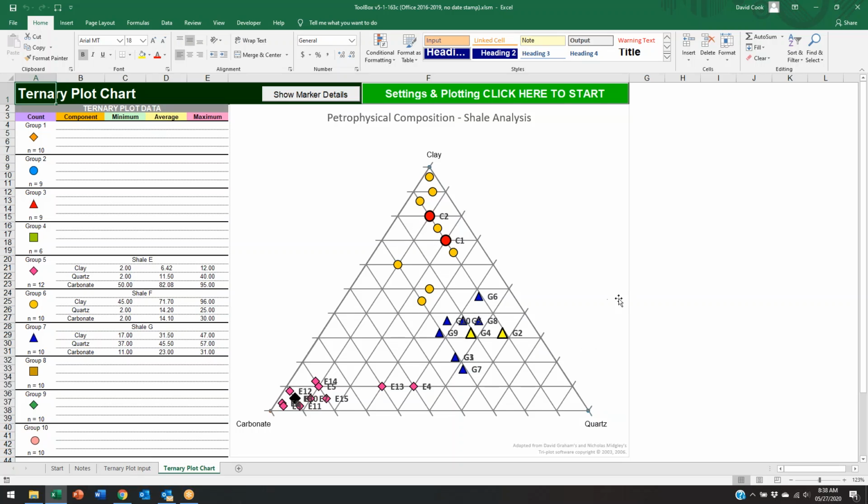So this can give you a sense as to what the components of clay, quartz, and carbonate are, and whether I am going to be able to actually go in and fracture a particular reservoir associated with these.